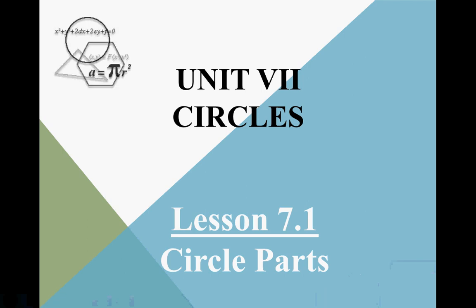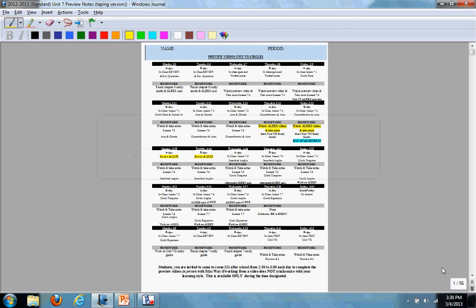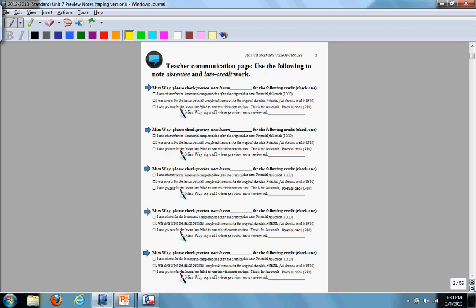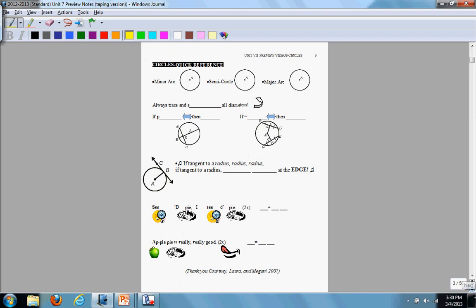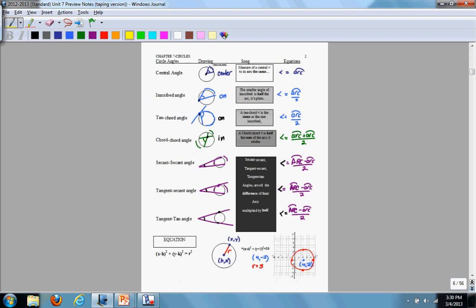This is Unit 7, Circles, Lesson 7.1, Circle Parts. You want to have your new set of preview notes? That is your calendar for the next month all the way past Easter break. Here's your communication page. The next two pages are your reference pages. There's a blank page and filled out, another blank page and filled out. These must be memorized for our next test.